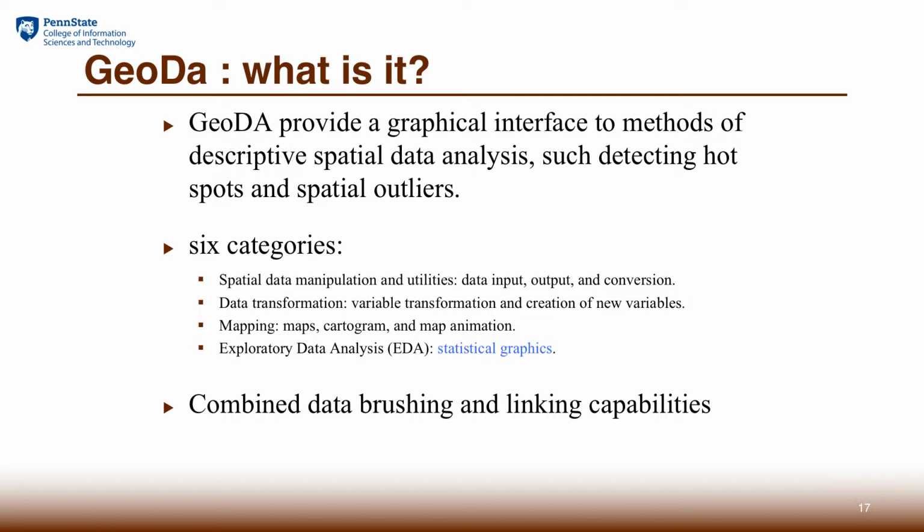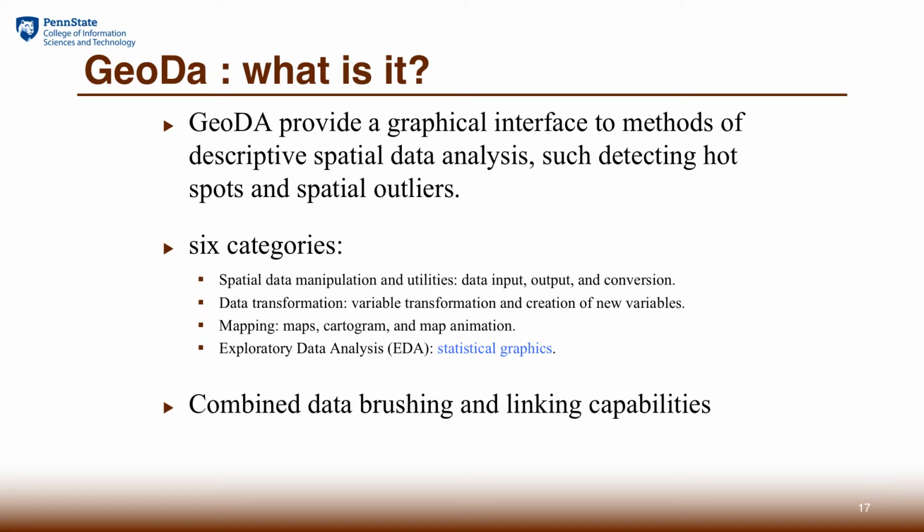For example, we can use some of the methods for describing the general distribution or detect hotspots, outliers. But more importantly, this collection of methods are linked through the capability of brushing and linking of representation, so that the same samples can be examined from different kinds of descriptive methods.